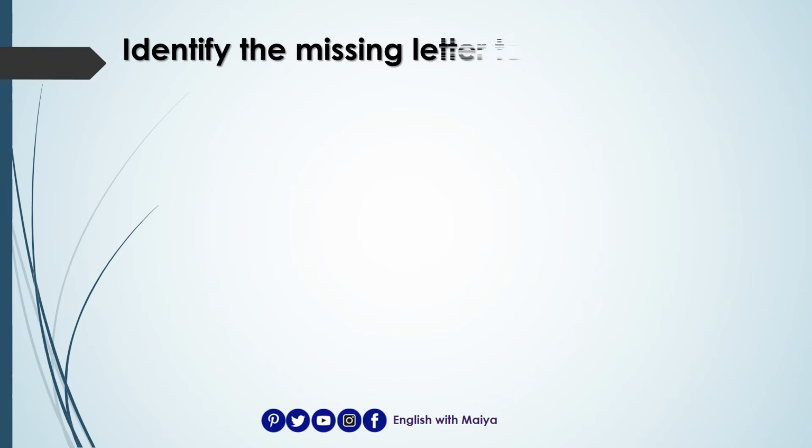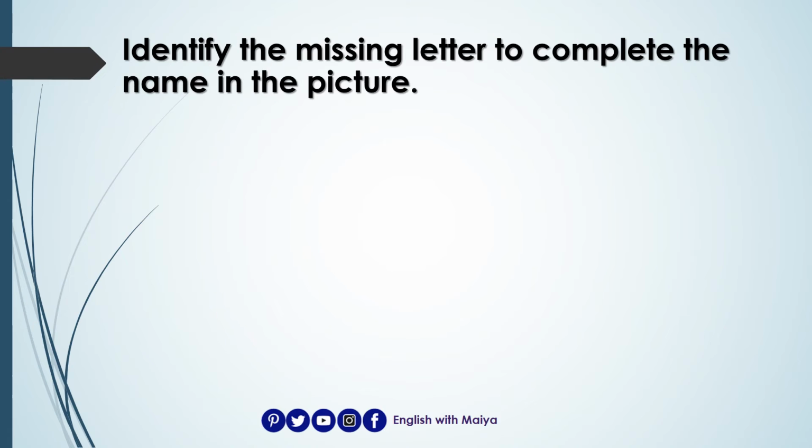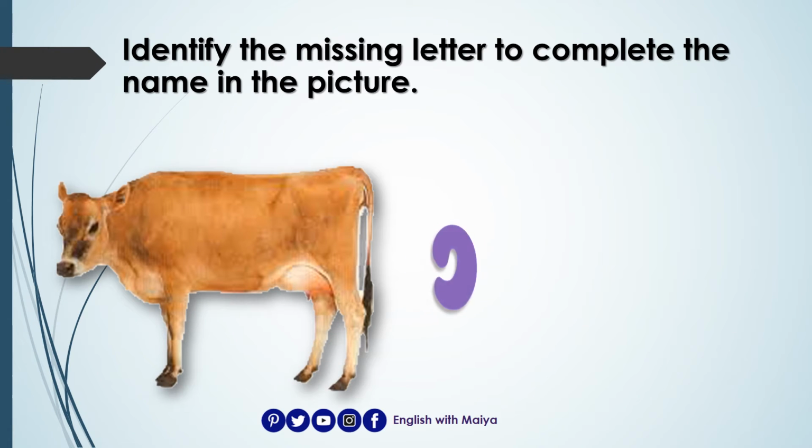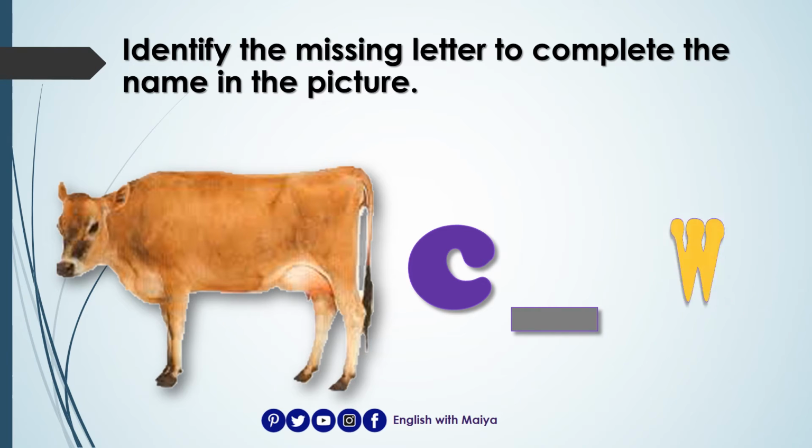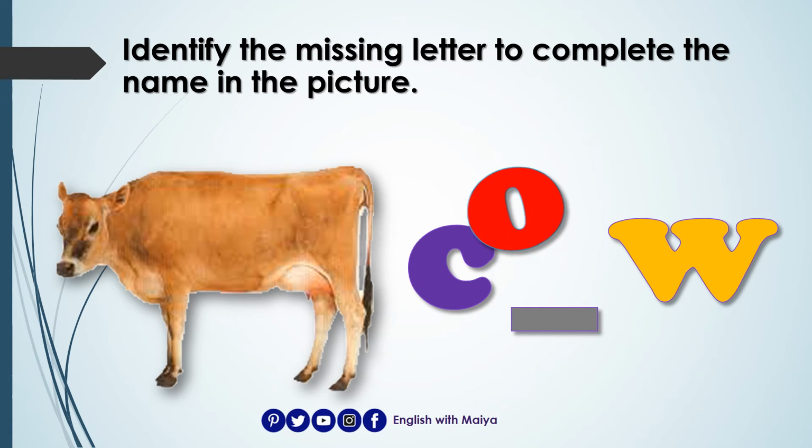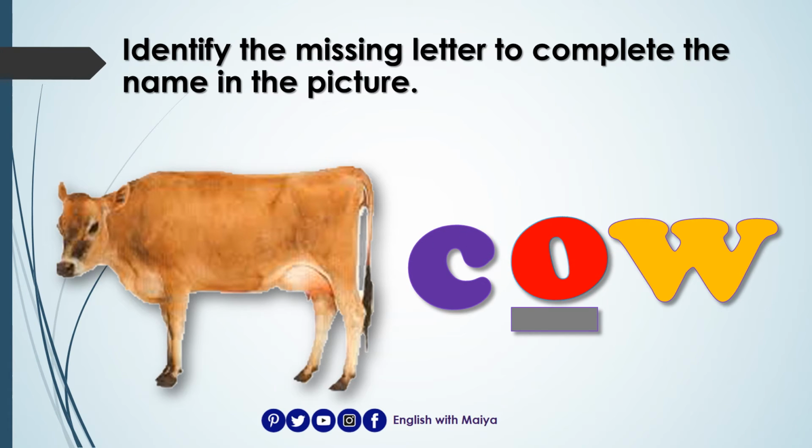Identify the missing letter to complete the name in the picture. You have 10 seconds to identify the missing letter. 10, 9, 8, 7, 6, 5, 4, 3, 2, 1. Time is up. The missing letter is O. C, O, W, cow.